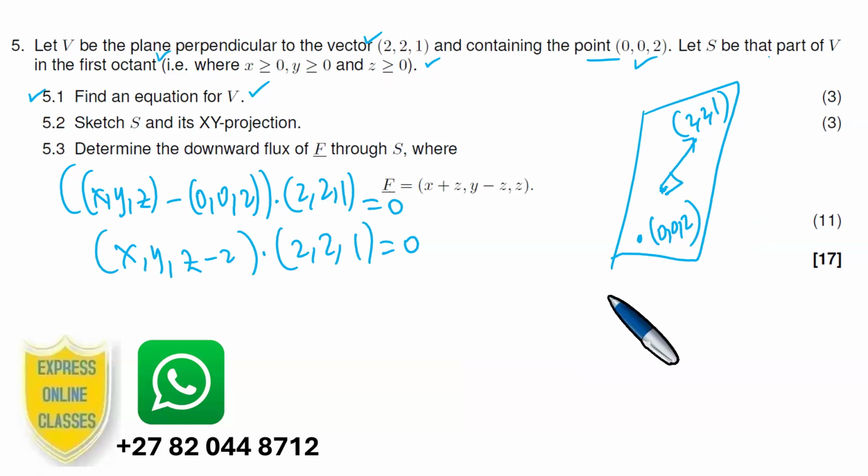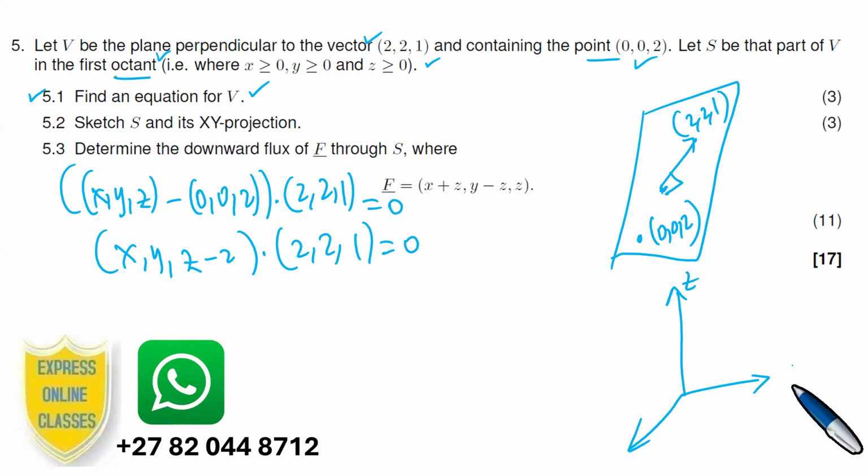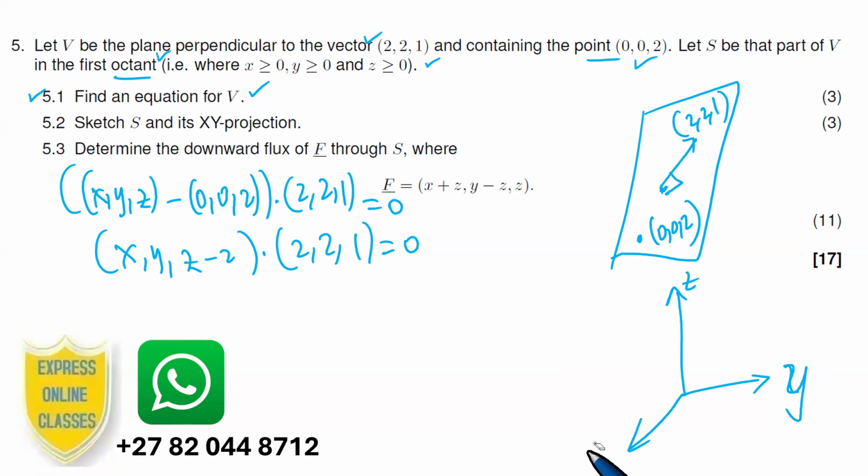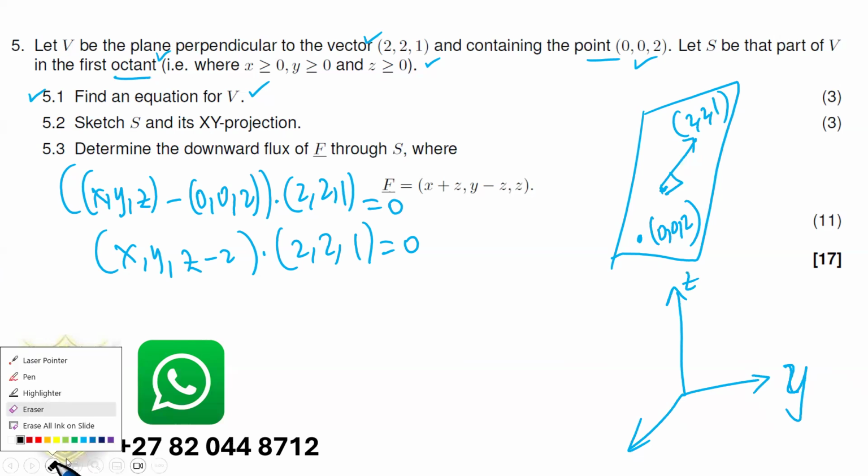So let S be part of V in the first octant, where first octant means that you are dealing with something like a quadrant. A quadrant is 4, an octant is 8. So when you're dealing with the first octant, you are dealing with one of the 8 regions of the 3D space.